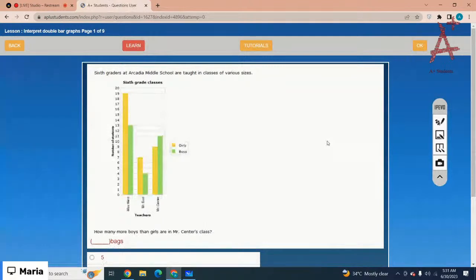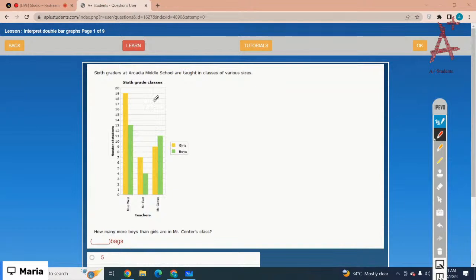Sixth graders at Acadia Middle School are taught in classes of various sizes. How many more boys than girls are in Mr. Center's class? Here is Mr. Center's class, the last one. The boys are 11 and the girls are 9. The question is how many more boys than girls. So you have to do 11 minus 9 equals 2. That means you have 2 more boys than girls. The correct option is 2.